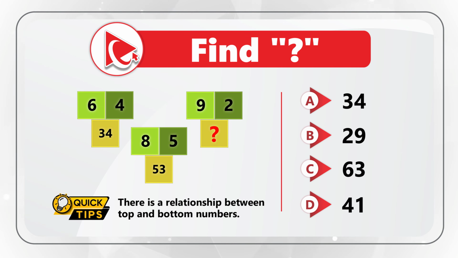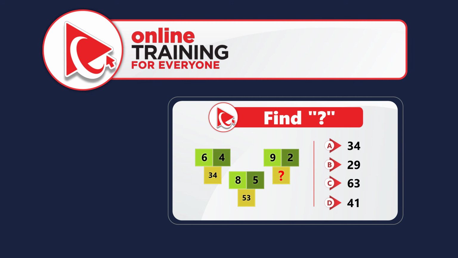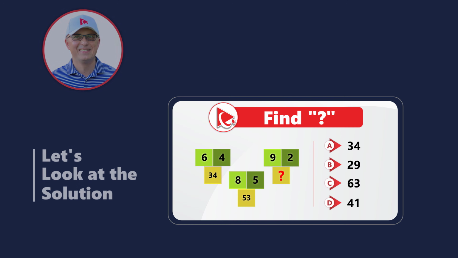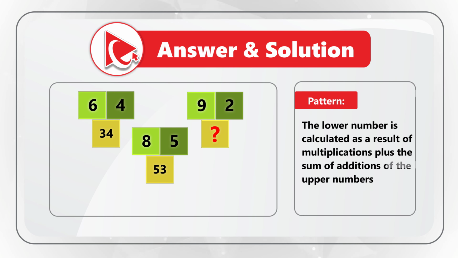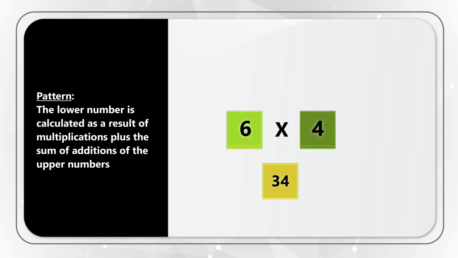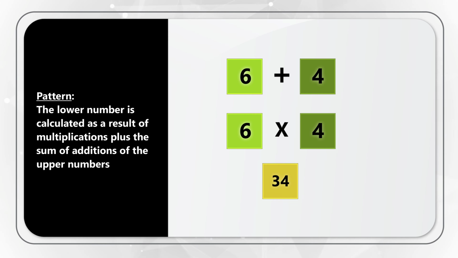But this is about as much as I'm gonna give you, because I'm moving forward to share with you my version of the solution. And obviously, if you have a better way to solve it, please make sure to post in comments. I think there is a very interesting and unusual pattern here between the top 2 numbers and the bottom number. In fact, the lower number is calculated as a result of multiplications plus the sum of additions of the upper numbers. Let's look at the example.